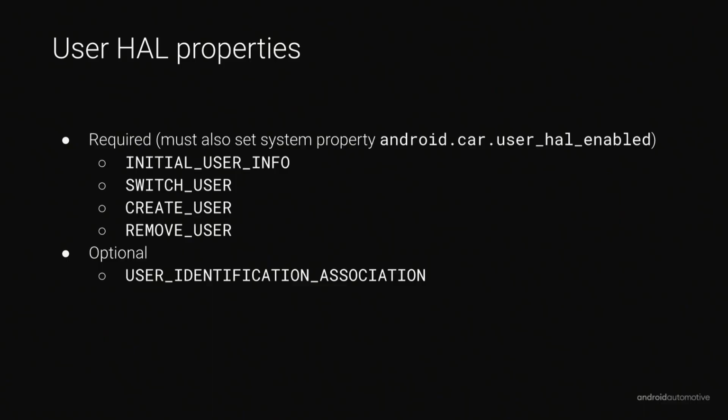So how do you, as an OEM, implement this user HAL? There are two steps you need to do. First, you need to set a system property called android.car.user_hal_enabled, and you have to set that to true, so car service knows that it should be sending these property change requests to the user HAL. And then you have to implement four properties, which we're going to talk about each of later. Optionally, there's a fifth property that you can implement, but that one is optional. You can either implement it together with the other four properties, or even if you don't support the user HAL, you can still implement that property and use the API that uses it.